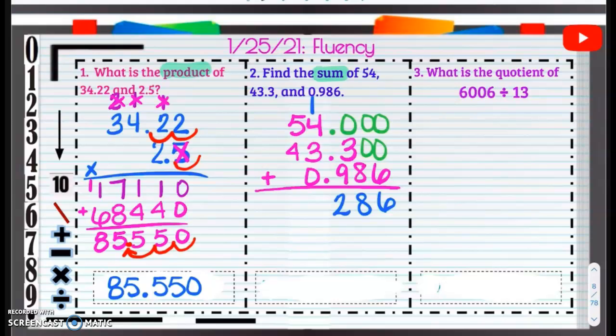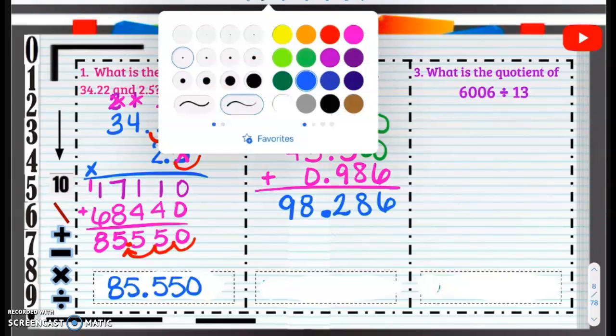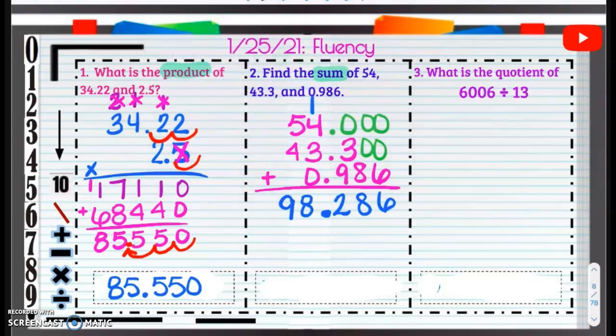What do I do with that decimal? Drop it like it's hot. 4 plus 1 is 5, plus 3 is going to be 8. 5 plus 4 is going to be 9. So our answer is going to be 98 and 286 thousandths. Woohoo! All right, last one.